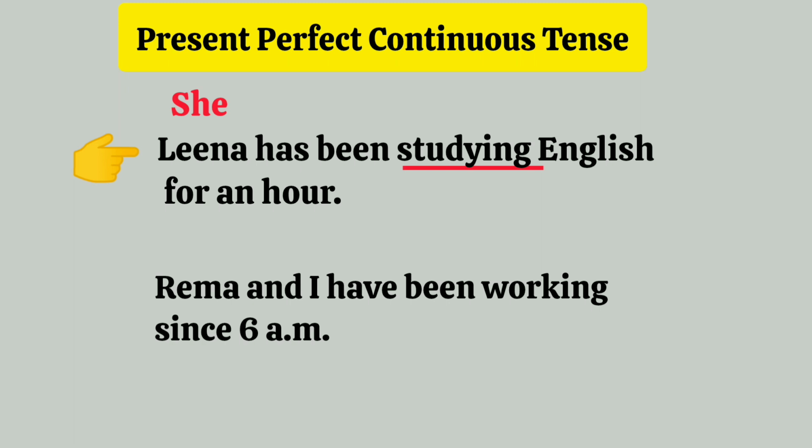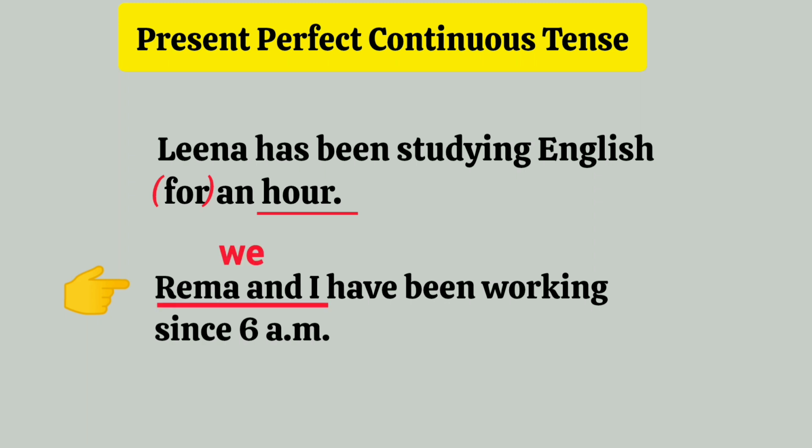So here you notice that I added for at the end of the sentence. That shows how long this action has been happening. When you use for, you emphasize the duration, for an hour. Let us take a look at the next sentence. Rima and I have been working since 6 a.m. The subject pronoun here is we, so we use have. At the end of this sentence, we added since to show the duration or the time period and to point out the time.